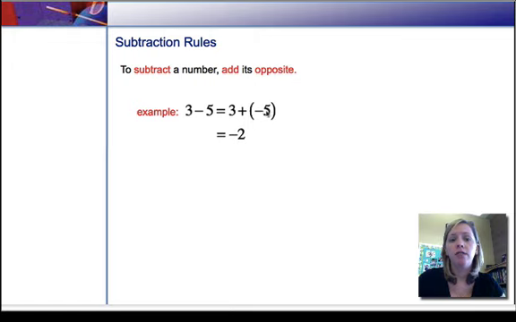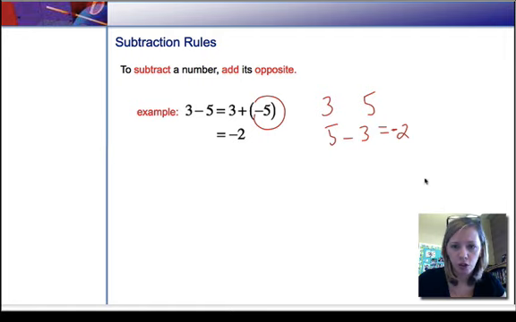If I wanted to use my rules for addition, since now the signs are different, I take the absolute value of the numbers 3 and 5. I find the difference of those numbers, 5 minus 3 is 2, and I take the sign of the number with the bigger absolute value, which was 5, and it keeps that sign. So my answer will be negative 2.